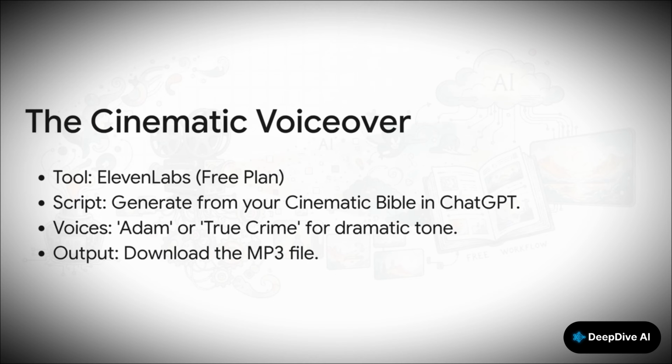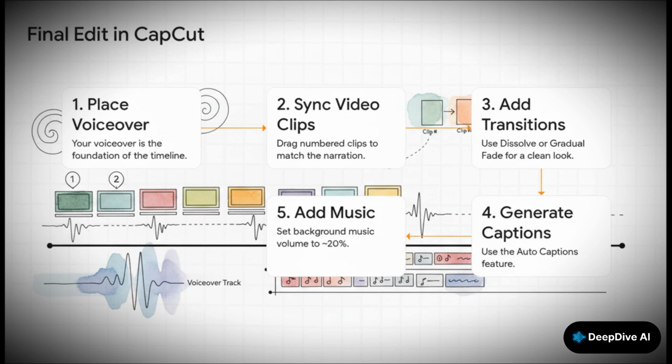For a voice that sounds like it belongs in a movie trailer, we are going to use ElevenLabs. Their free plan is amazing, more than enough to get started. Just go back to ChatGPT, have it generate a narration script based on your Cinematic Bible, paste that script into ElevenLabs, and pick a dramatic voice. I personally recommend Adam for that deep, confident delivery. Then just hit generate and download your audio file. Simple.